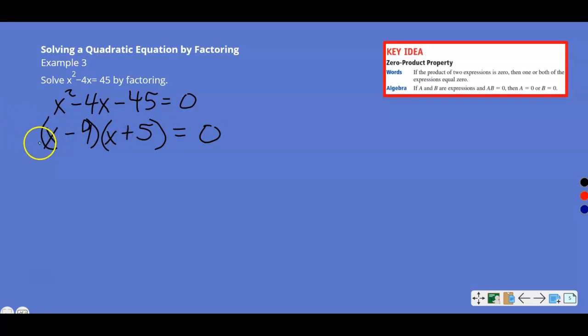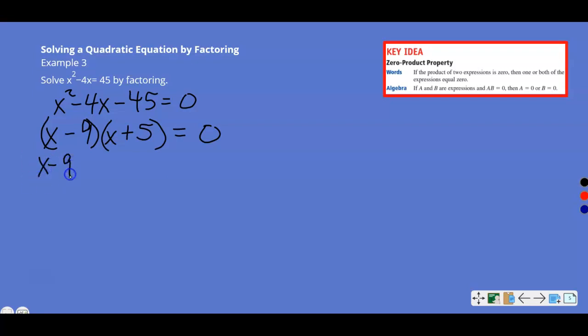And double check if you're not sure. x times x is x squared, plus 5x minus 9x gives me negative 4x. Negative 9 times positive 5 equals negative 45. And I've said this before, the better you are at multiplication, the better number sense you have, the easier factoring will be. So if you're not good at multiplication, that's something you should definitely practice.